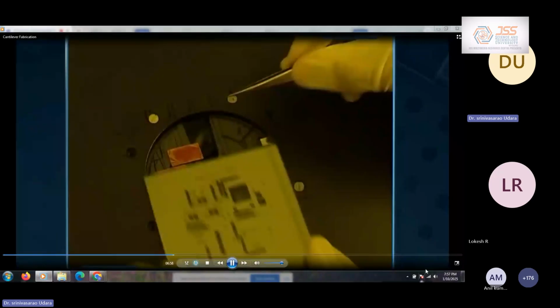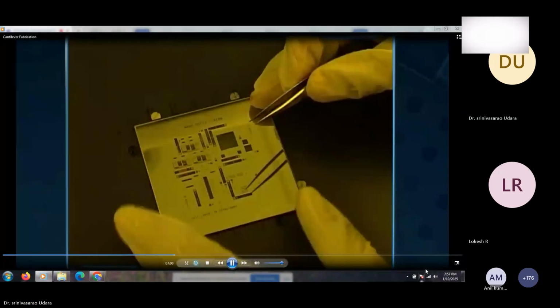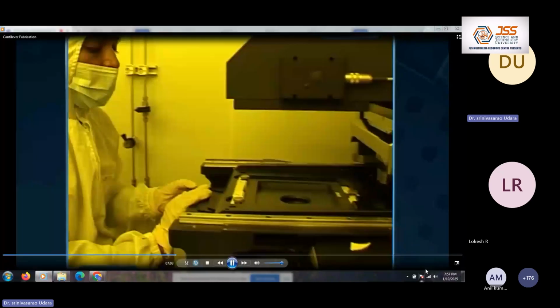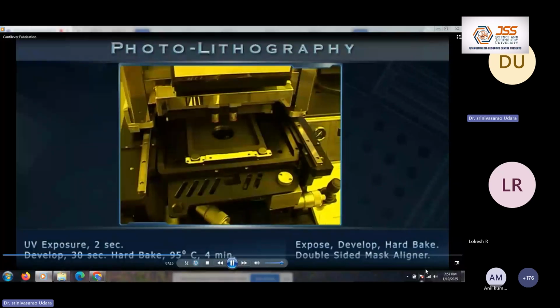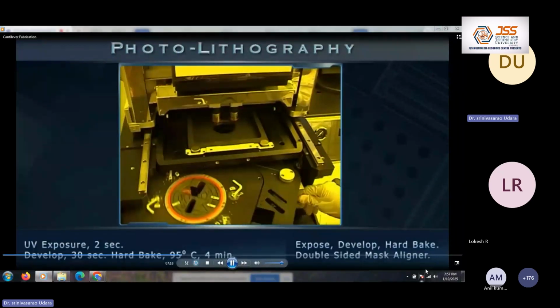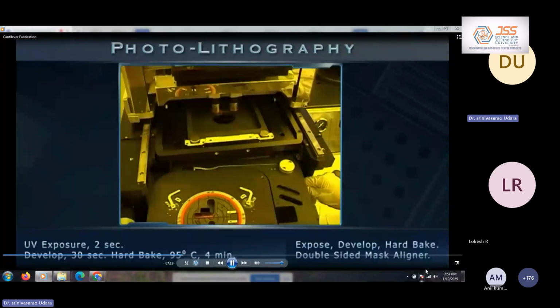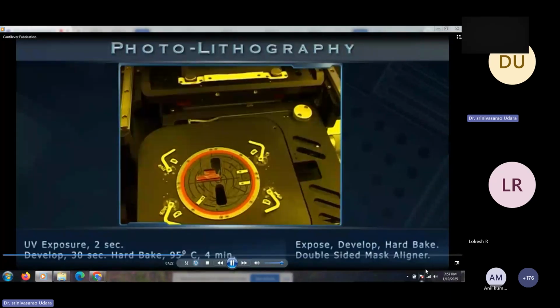Then we place the mask on the wafer. Now the assembly is ready for ultraviolet exposure. UV light exposure is done at predefined energy levels specified in millijoules per centimeter square. After UV exposure, we must develop the pattern on the sample's photoresist.